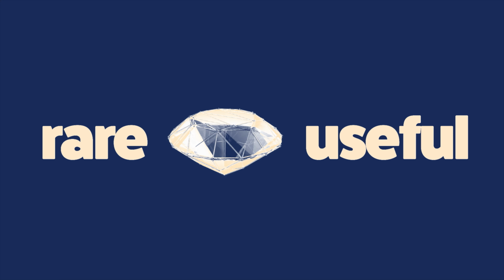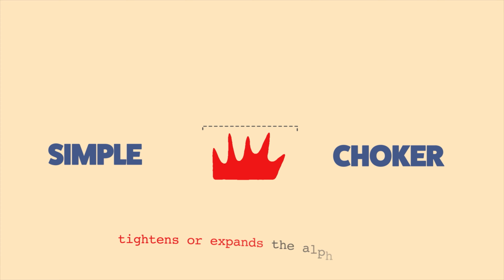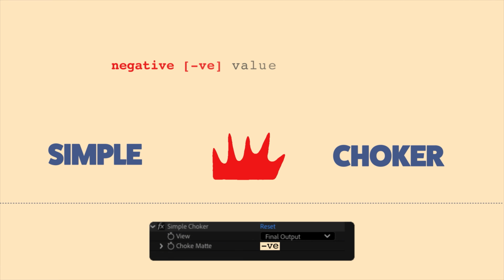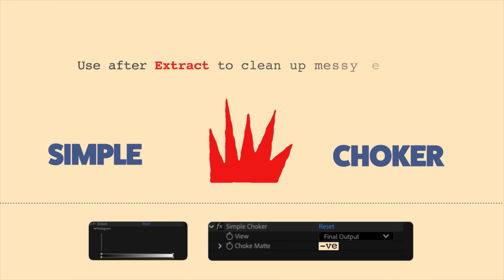Simple choker. This one is rare, but super useful. Simple choker basically tightens or expands the alpha edges. Positive value contracts, negative value expands. I usually use it after extract to clean up messy edges. It's subtle, but subtle fixes are what make composites look clean.